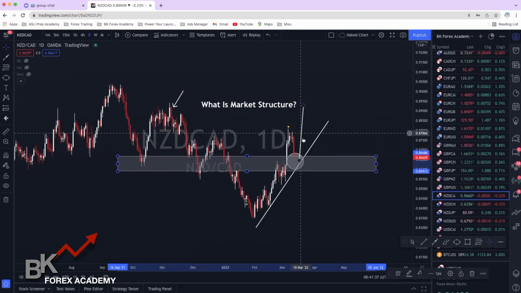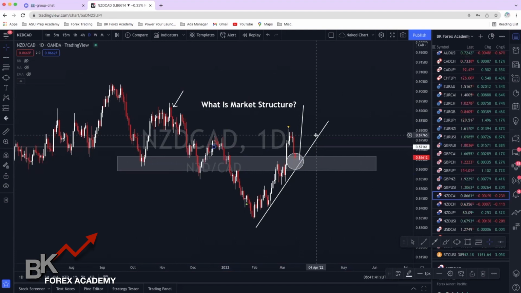We could take profit about right here. We could also take profit right here, at resistance. So from zone to zone. And you basically could trail your stop loss if you wanted to, or continue to move your stop into break even.